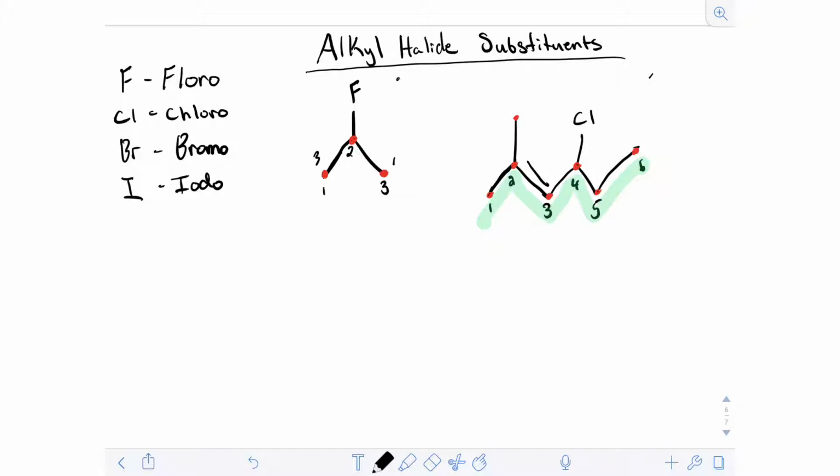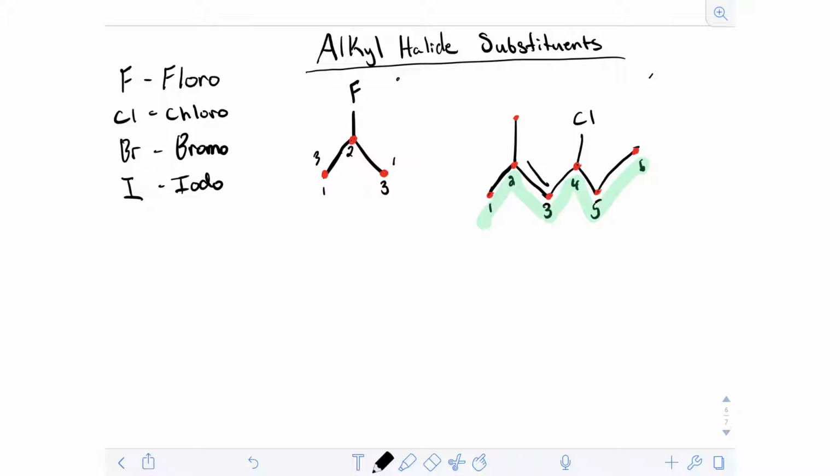So we've got, essentially, our halogens. So fluorine, chlorine, bromine, and iodine. So if we're starting off here, if you just want to try to name these off the bat, feel free. I'm just going to walk through them.